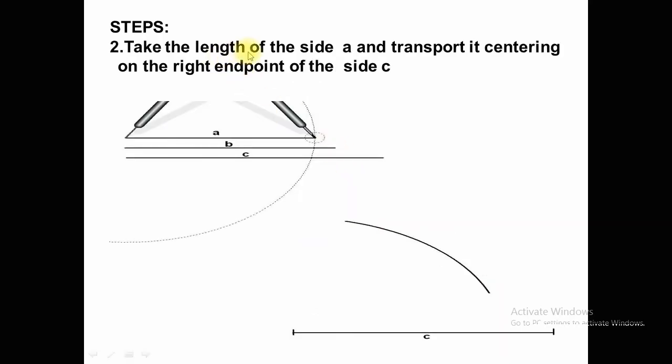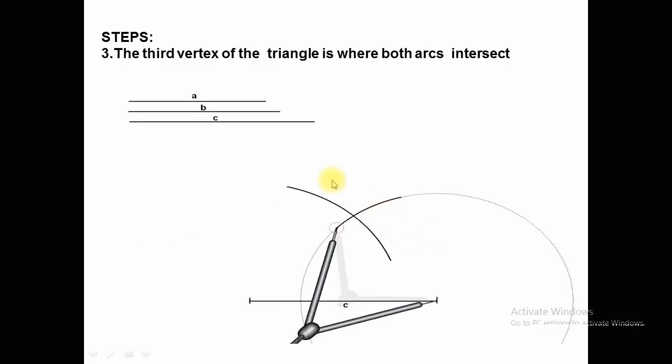Now take the length of side A and transport it centering on the right end point of the side C. It means that open the compass about the length of the side A and put the compass at this point of side C and draw another arc. You see over here. So first of all, open the compass about the length of side B, and put the compass at this point, draw this arc, and then open the compass about the length of side A and put the compass at this point, draw another arc.